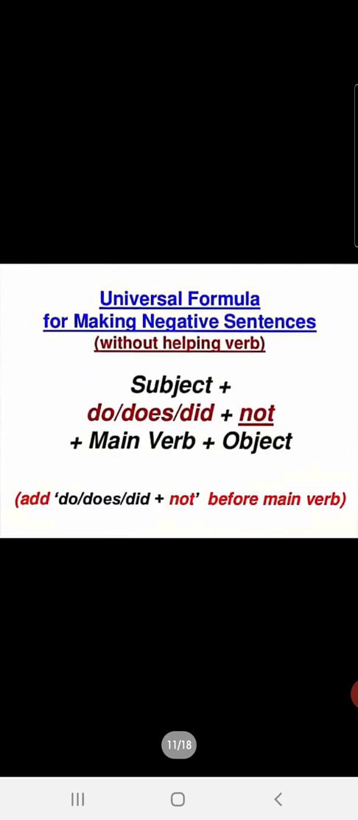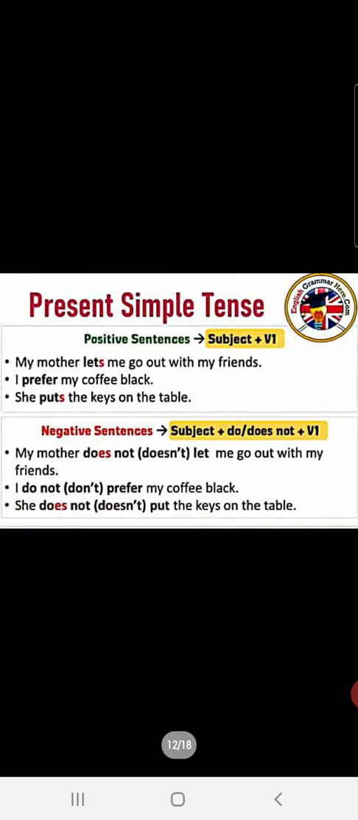Children, we have done this. Do and does. These two helping verbs are used when the sentence is in simple present tense. Do is used when the subject is plural and with subject I. Does is used when the subject is singular. Did is used when the sentence is in simple past tense. Okay, now let us see some examples here.